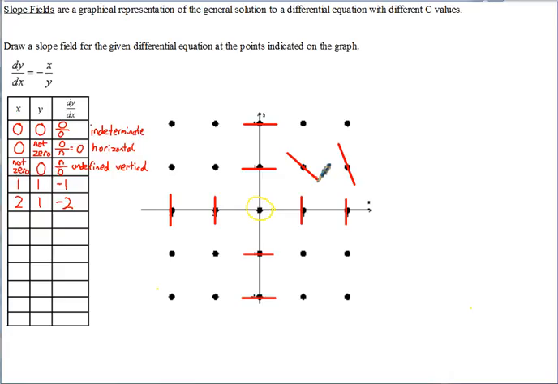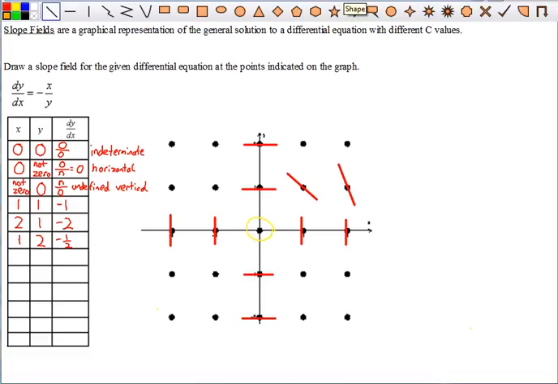And then let's try 1, 2. Well, if x is 1 and y is 2, that would give you a slope of negative 1/2. So at the point 1, 2, the slope of negative 1/2 would be like down 1, right 2, so like headed towards this point.